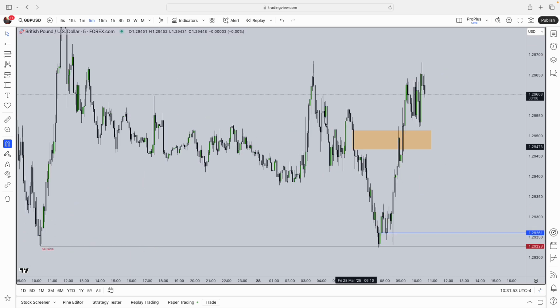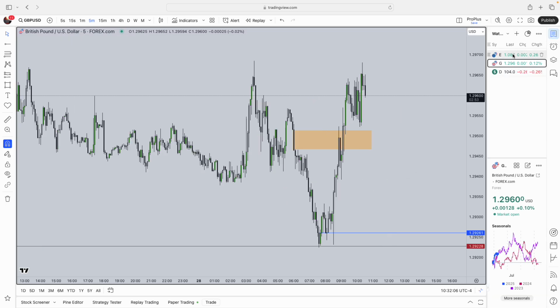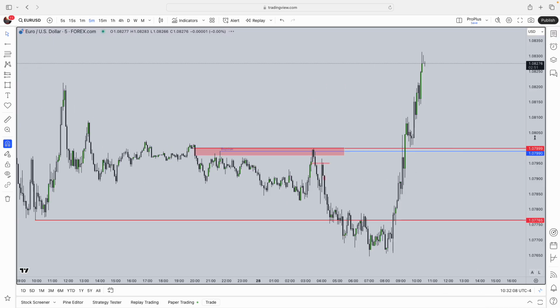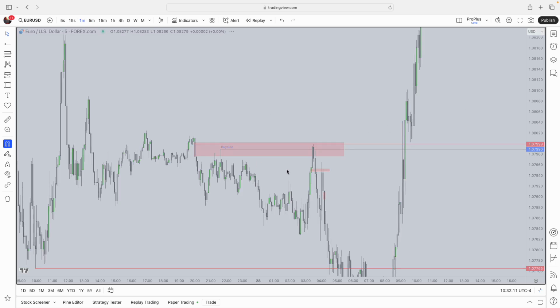Pound looks good to go short as well. Pound ran into what? Buy side here, order block, pulls into what? CB, inversion, pulls lower. Again, similar time to when euro wants to run for sell side. So that's what you want to be looking at.